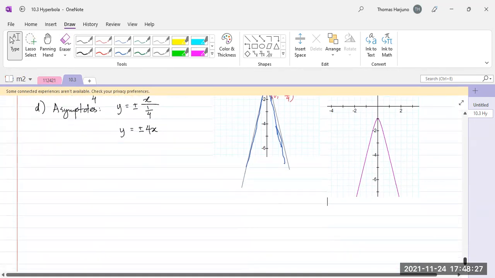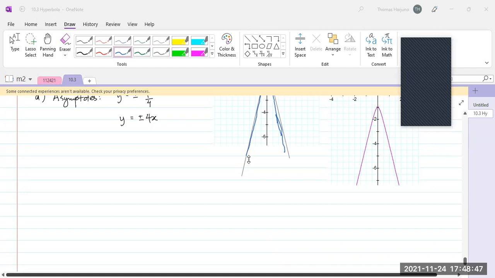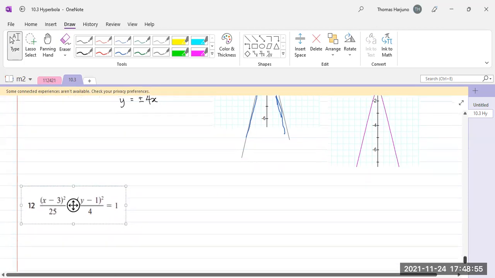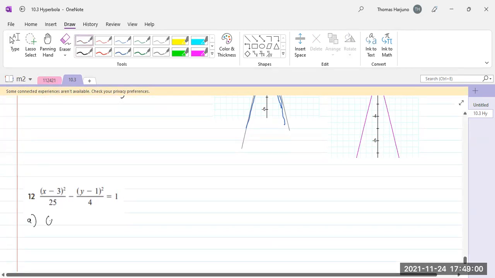Now let's go on. What happens if the center is not at the origin, Thomas? Then that will be just a transformation from there. Okay, let's take a look at number 12. In this number 12, the center is 3,1.